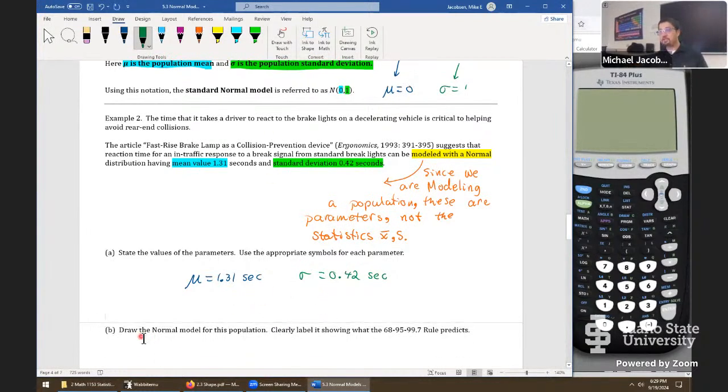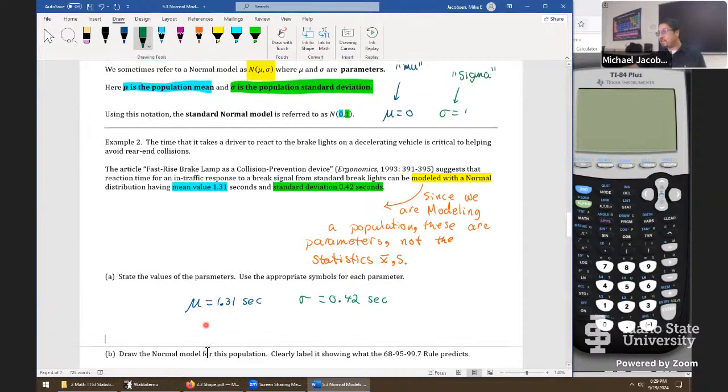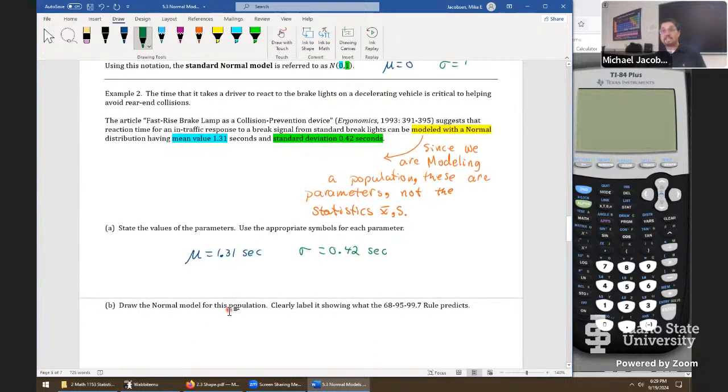Next thing we're going to do is draw the normal model for this population. When you go to do this in MyStatsLab, it's multiple choice, which is kind of weird. But again, think of MyStatsLab as just practice before you do it again as a quiz, before you do it again as an exam. Because of that, when you do these problems in MyStatsLab, I encourage you to just draw it out like you're doing a quiz problem or exam problem.